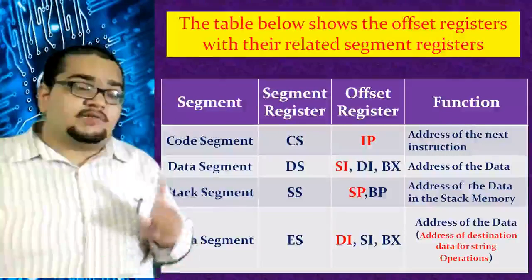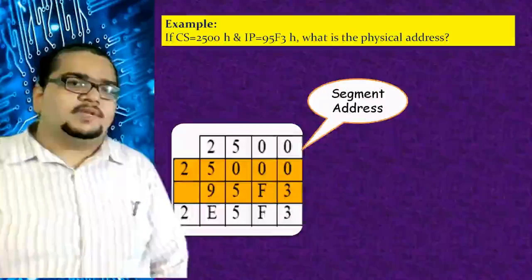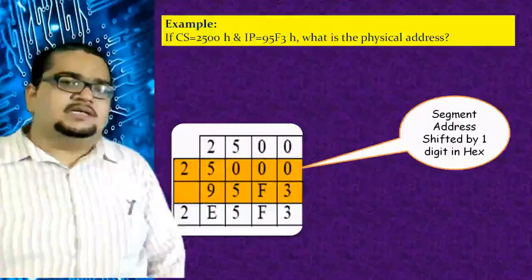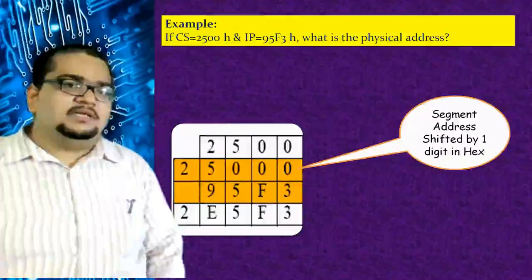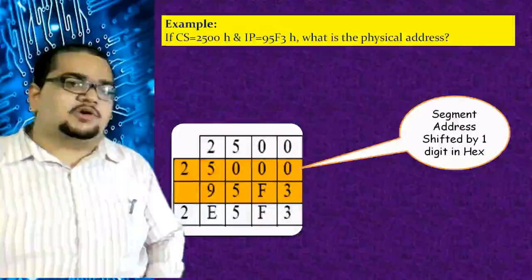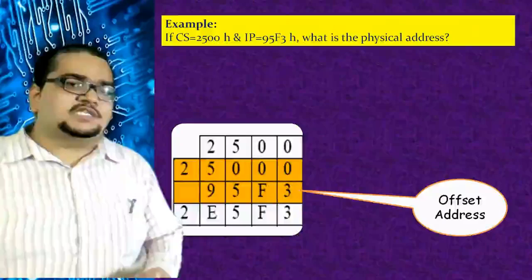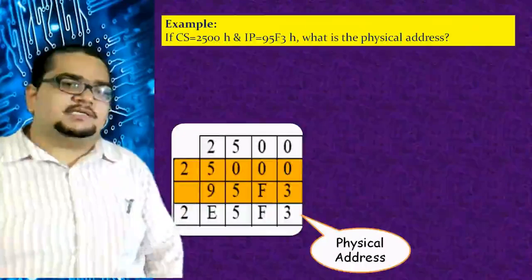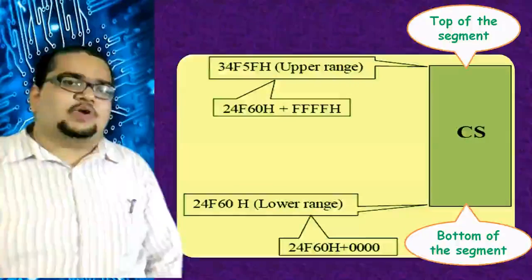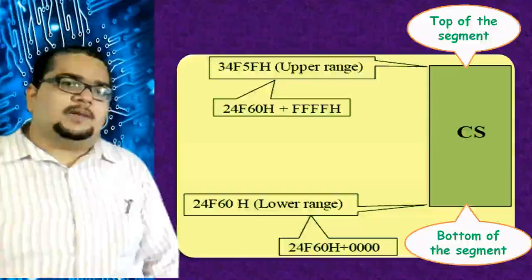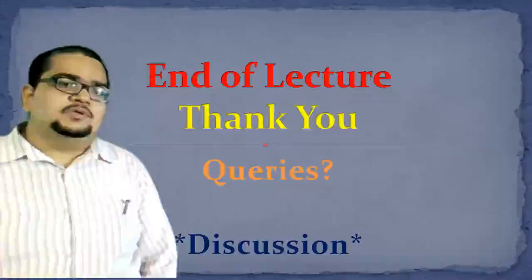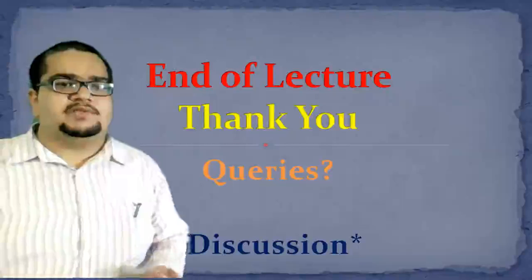All these things will be more clear when we talk about the addressing modes. We have seen how the segment address and offset address together give the physical address. We multiply the segment address by 10 hexadecimal, that means shifting the whole thing towards the left and introducing a 0 digit of hexadecimal on the right side. Then we add the offset address to it. Finally, what you get is the physical address. Another example we have also seen, with the top of the segment, the upper range, and the bottom of the segment. That is what we have seen in all our previous classes.